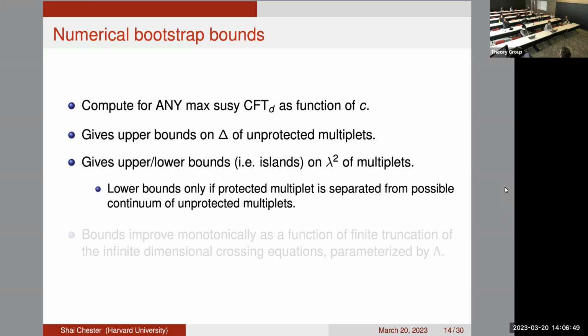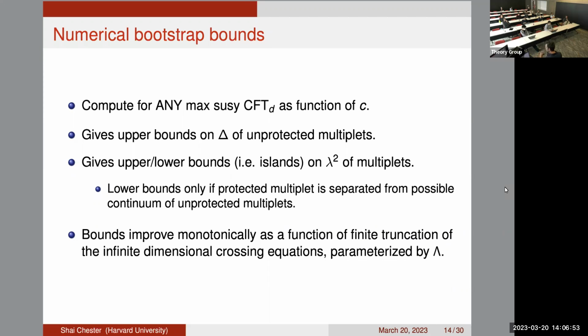And so for each case, I will say whether or not this is true or not. The most important aspect of these bootstrap bounds, which everyone should really be aware of, even if you don't know all the technical details, is that these bounds are proved monotonically as a function of the truncation of the crossing equations. So we start with an infinite set of crossing equations, and if we want to put this on a computer, we have to truncate them.